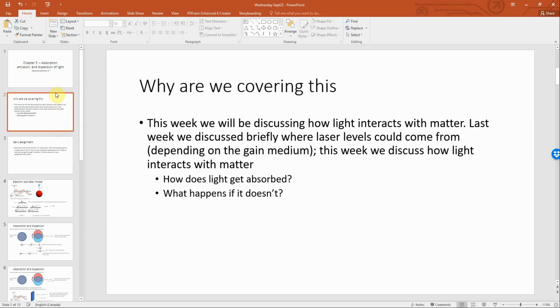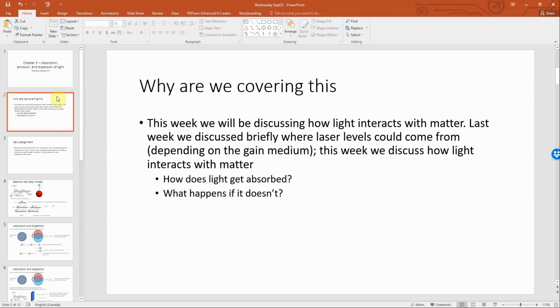So, we're going to continue on this lecture on absorption, emission, and dispersion of light. And why are we covering this? Well, last week, as I said, we discussed that atoms have these discrete energy levels, these states, and molecules also have these states, but these transitions are more in the infrared. And we also have solids, which also have these discrete states, but so many atoms are formed together in a solid that these discrete states become bands.